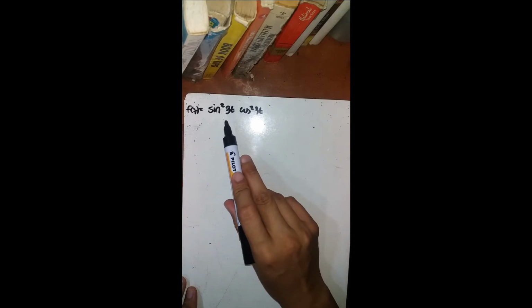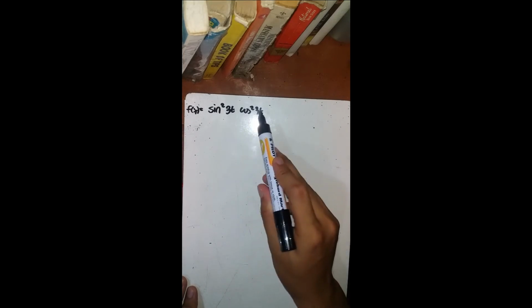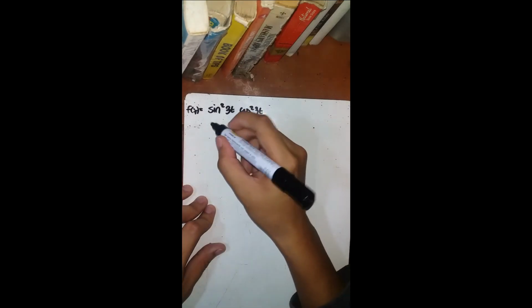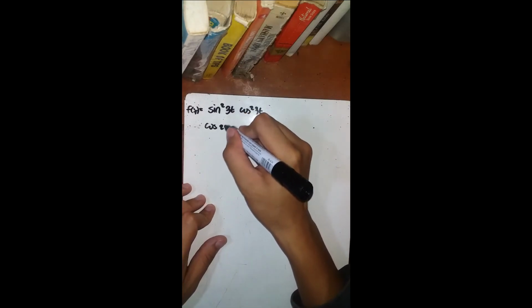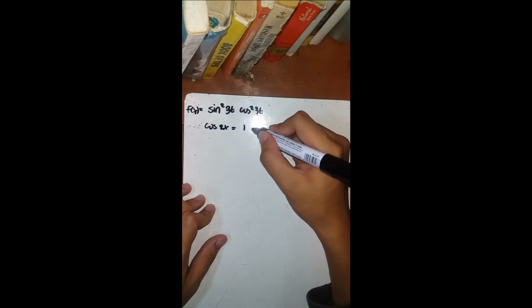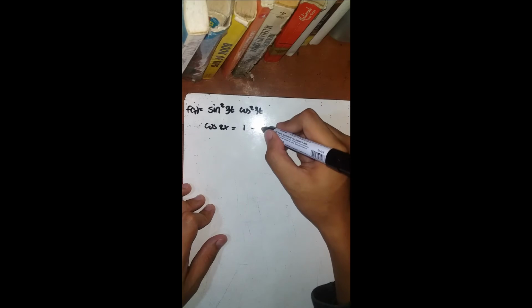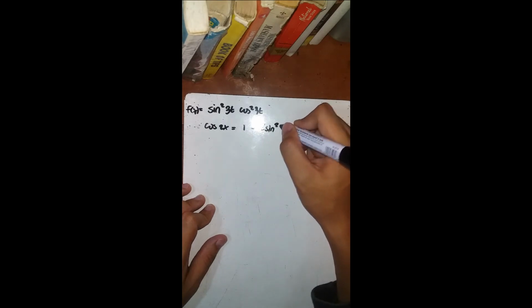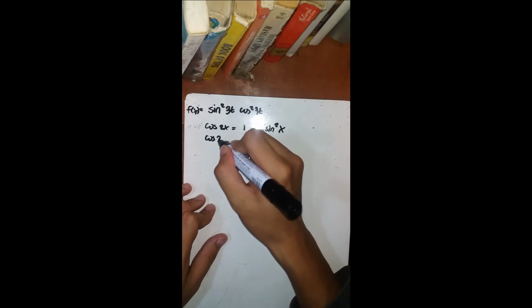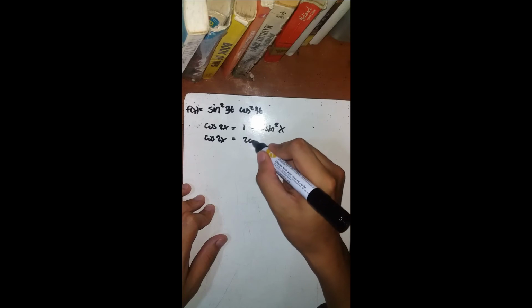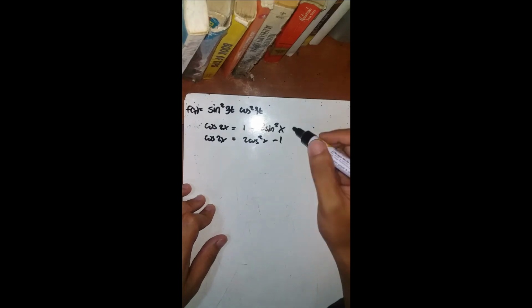This is our next problem here. We have sine squared of 3t times cos squared of 3t. What I did here is I used these trigo identities: cos 2x equals 1 minus 2 sine squared x, and the other one is cos 2x equals 2 cos squared x minus 1.